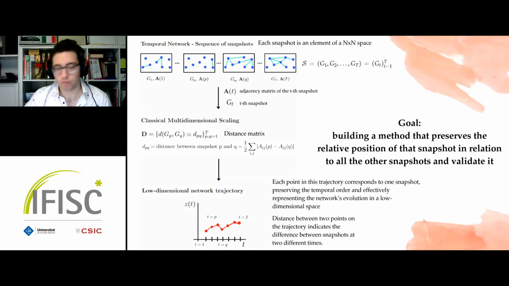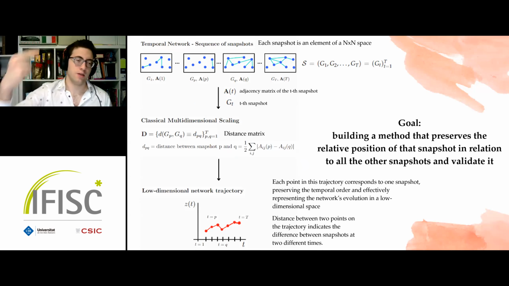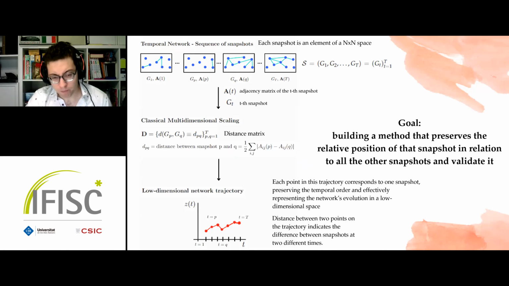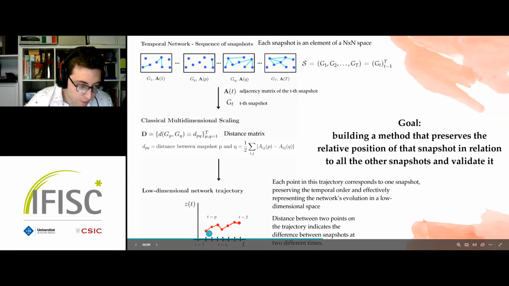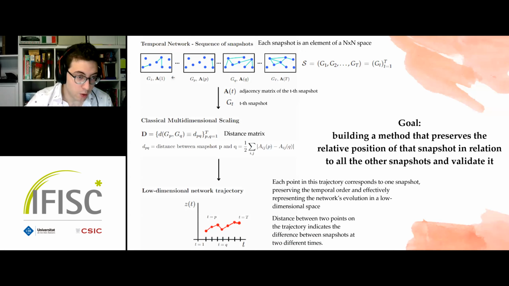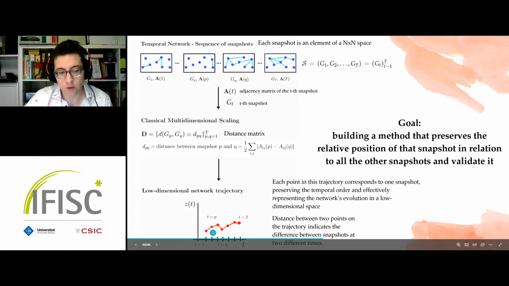And this is a graphical element I implemented to explain this. We have a temporal network, a sequence of snapshots here. Each snapshot has its adjacency matrix, A1, or At for the t-th snapshot. Then with those adjacency matrices, we compute the distance matrix using this distance measure, and the output is the low dimensional network trajectory. In this case, I put it in 1D. Each point of the trajectory, for example the first one, corresponds to the first snapshot. So we have transformed a snapshot, which is an element of an n-square dimensional space, in this particular case into a 1D point.